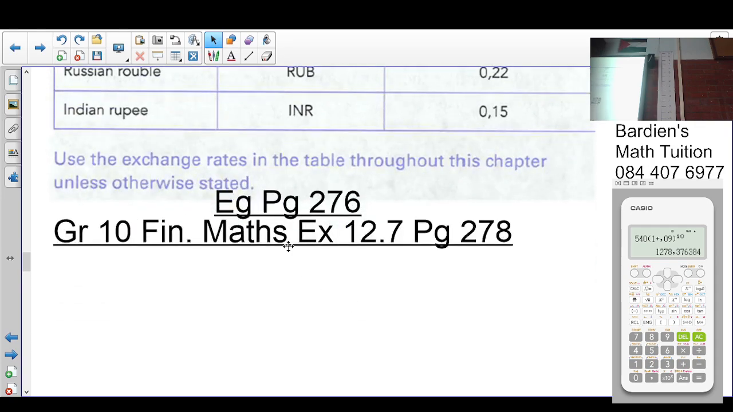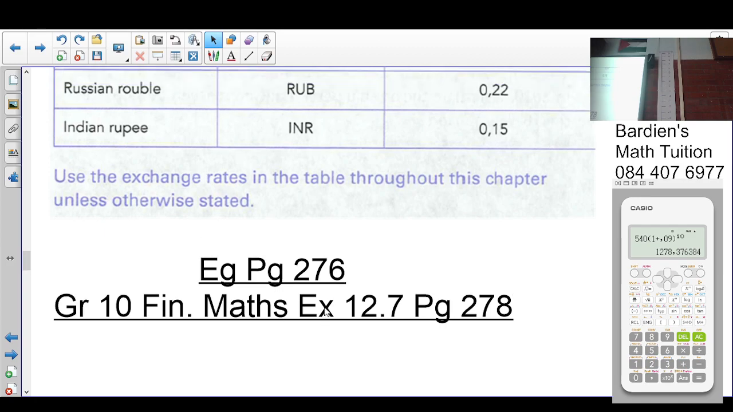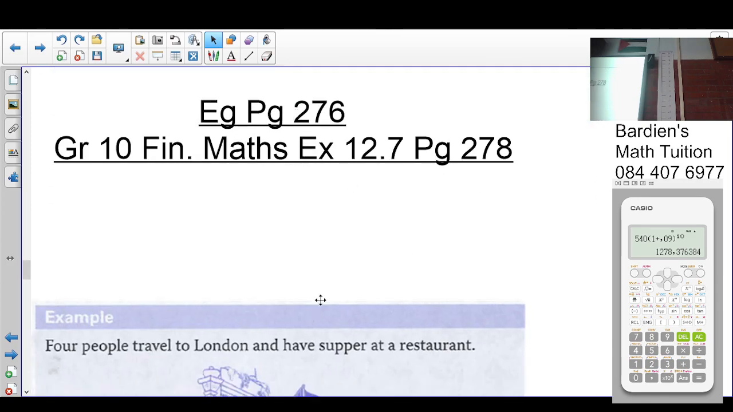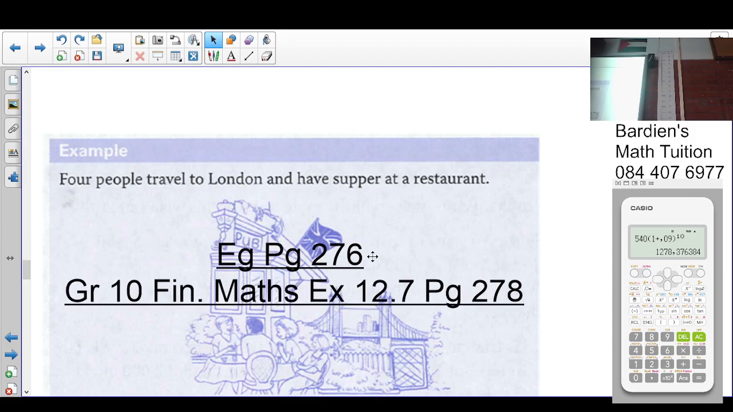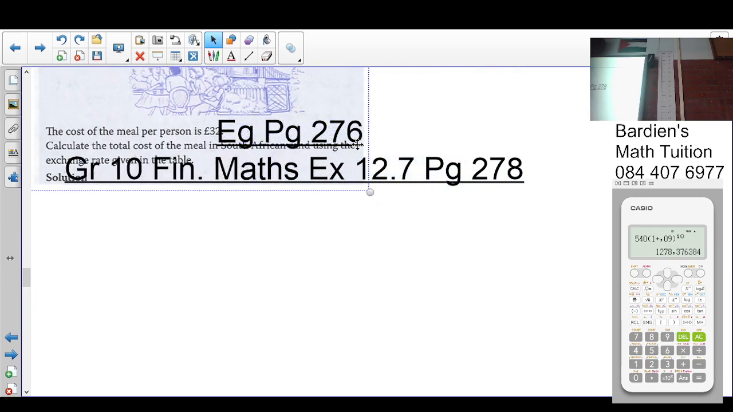Yes, that's the Indian rupee. You must use this exchange rate in the table throughout this exercise. So let's look at the example. The example is on page 277.